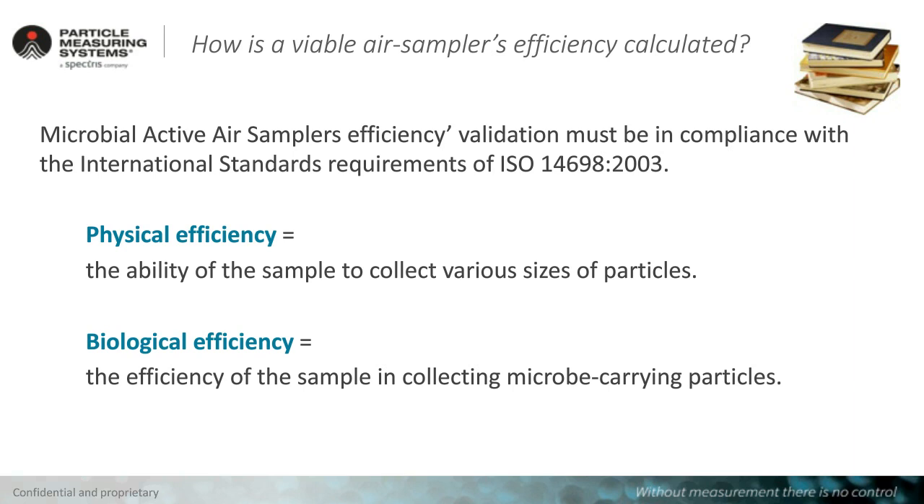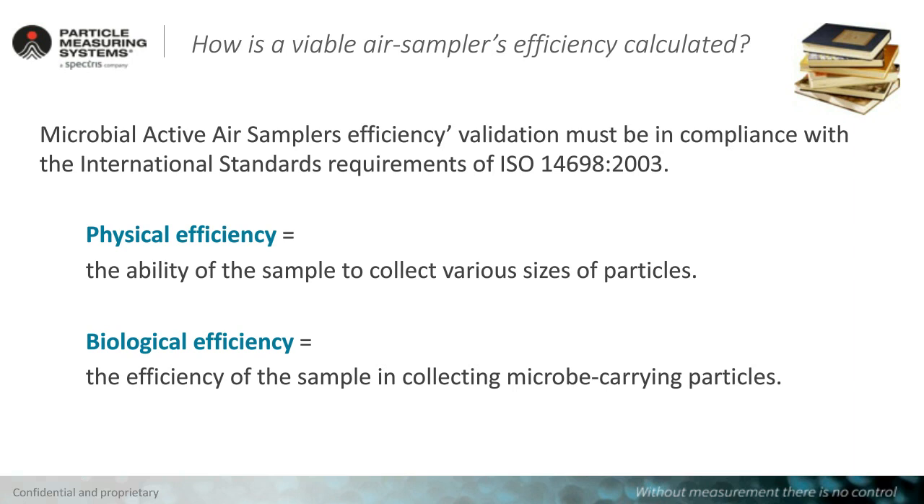Nonetheless, two factors will determine whether an air sampler is really efficient or not: the physical efficiency and the biological efficiency. The physical efficiency tells you how well the sampler can collect various sizes of particles, and the biological efficiency will tell you how well it can collect microbial carrying particles, meaning MCPs.